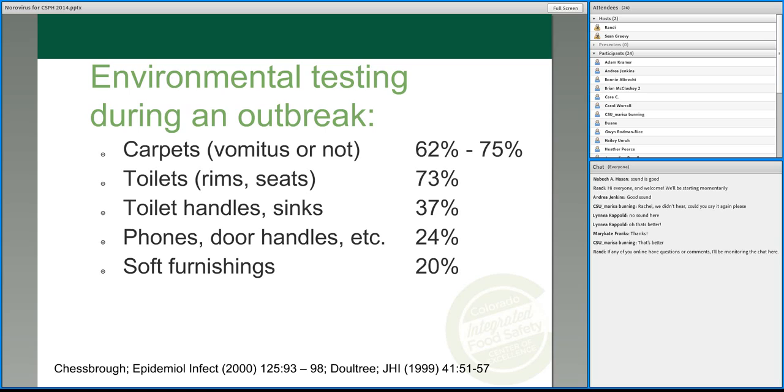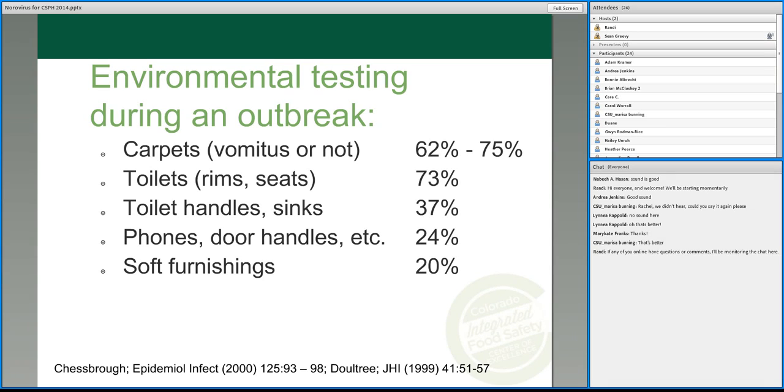So in a large hotel outbreak, they actually went through and did environmental testing during this outbreak to see where the norovirus was persisting. And so they tested these surfaces and found that on carpets, regardless of whether or not there was a known instance of someone vomiting near this carpet, there was norovirus detected on 62 to 75% of carpets in this hotel. Around the toilets, it was 73%. Toilet handles and sinks were 37%. Phones and door handles were 24%. And soft furnishings, so couches, upholstery, that sort of thing, were 20%.